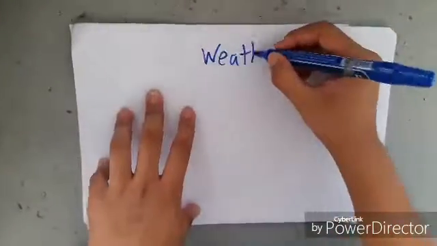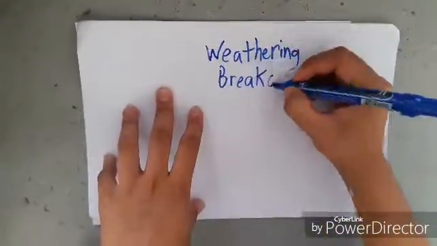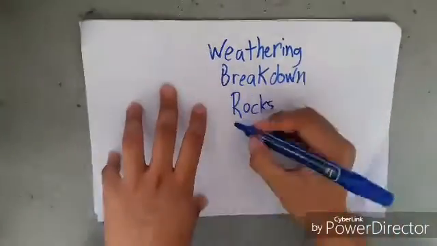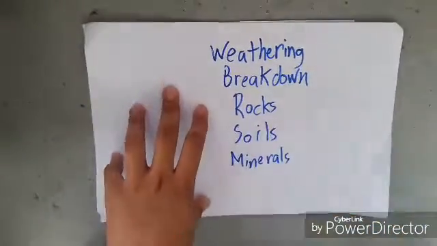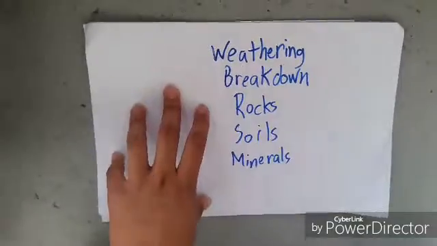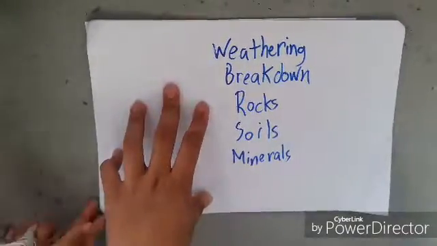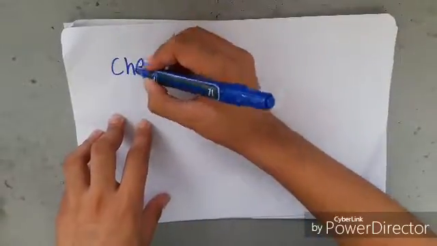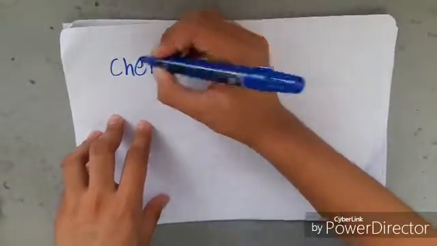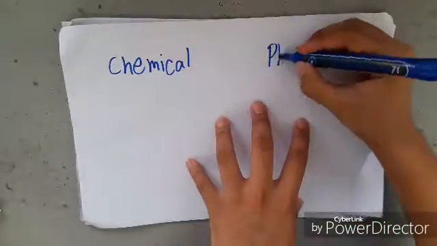As we all know, weathering is the breakdown of rocks, soils, and minerals through contact with Earth's atmosphere, water, and organisms. Climate is one of the factors that can cause weathering in rocks. Climate factors cause two types of weathering, chemical weathering and physical weathering.